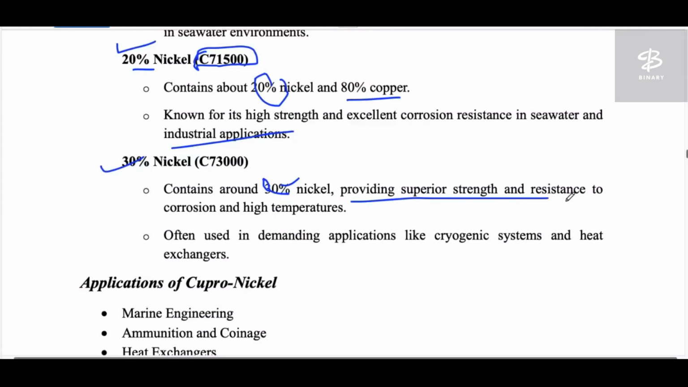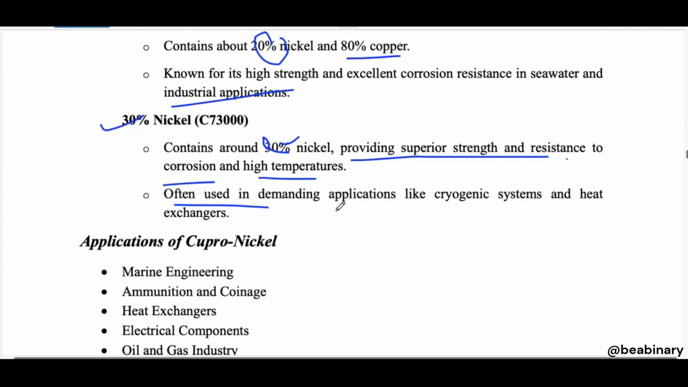So providing the superior strength and resistant to corrosion and high temperatures. Often used in demanding applications like cryogenic systems and heat exchangers. These are the demanding applications.